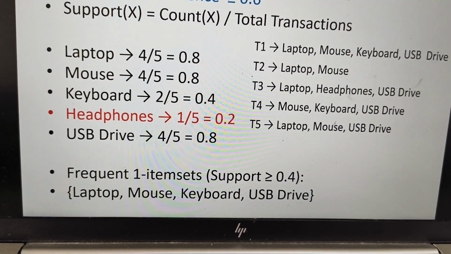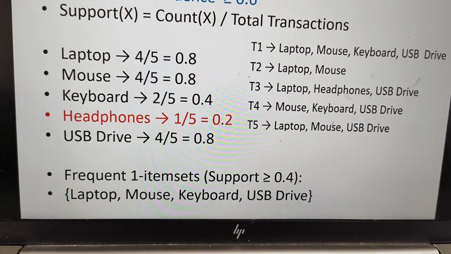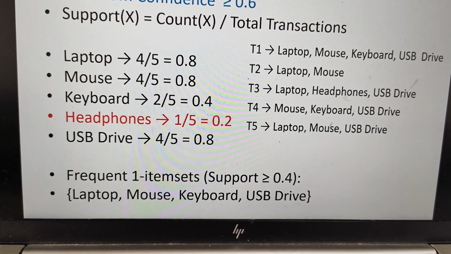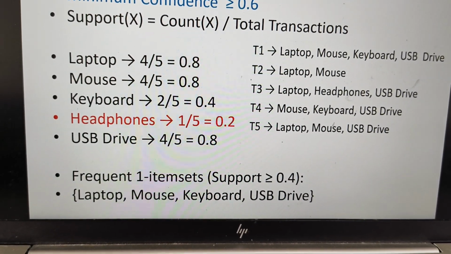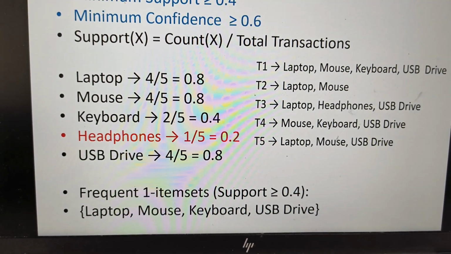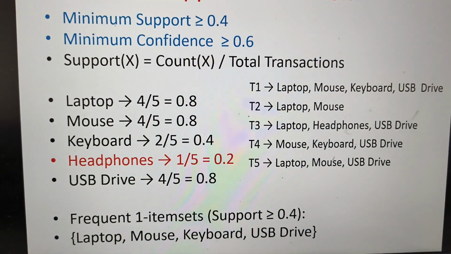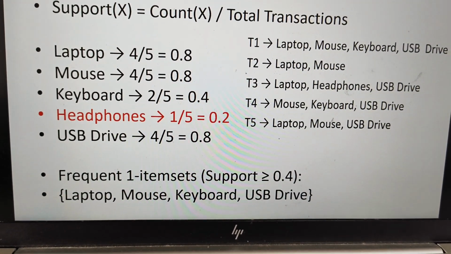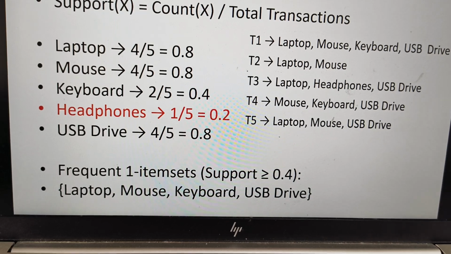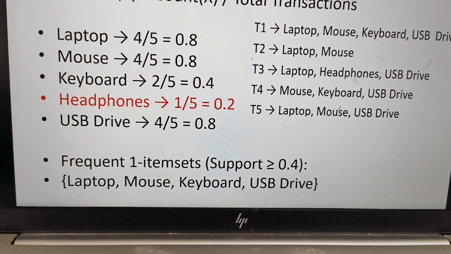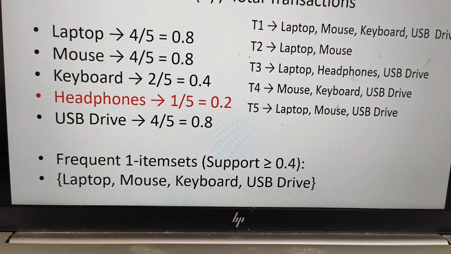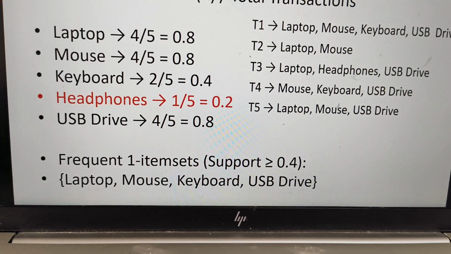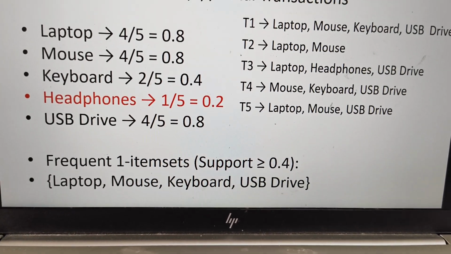So for the laptop, it is 0.8. For mouse, it is 0.8. For keyboard, 0.4. Headphone, 0.2. And for USB drive, the support value is 0.8. Now you can see this one. After finding the support, the minimum support should be greater than or equal to 0.4. The support of headphone is 0.2, so we have to discard headphones. So during step 1, the frequent 1 items which have support greater than or equal to 0.4 are laptop, mouse, keyboard and USB drive.